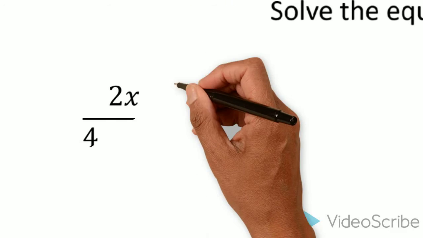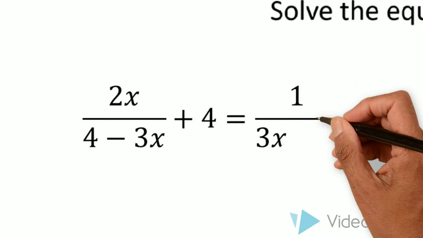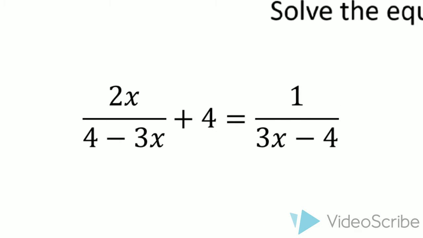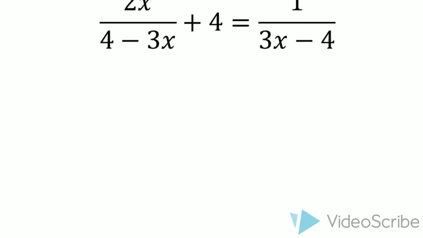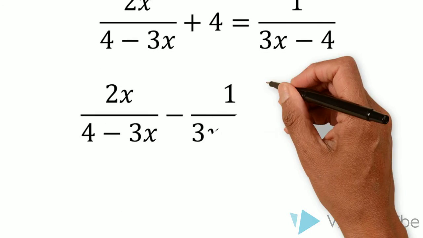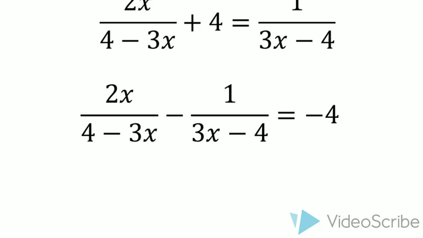Looking closer at this equation, you can see that it has a fraction added to a whole number, equal to another fraction. There are many ways to solve this, and today what we're going to do is bring all the fractions to one side and bring the whole number to the other side.